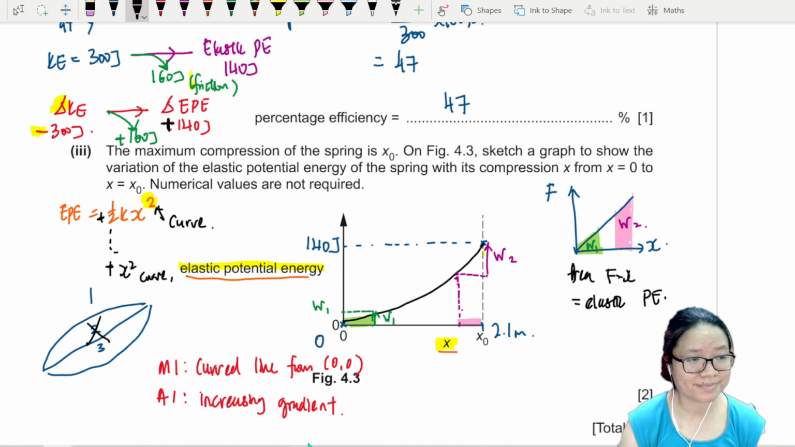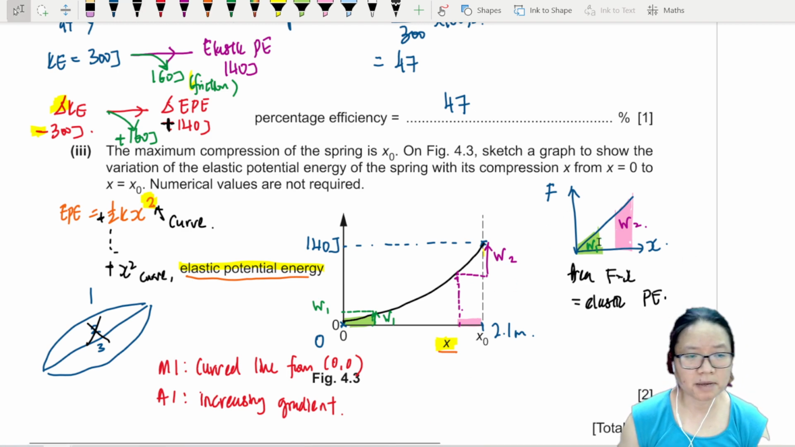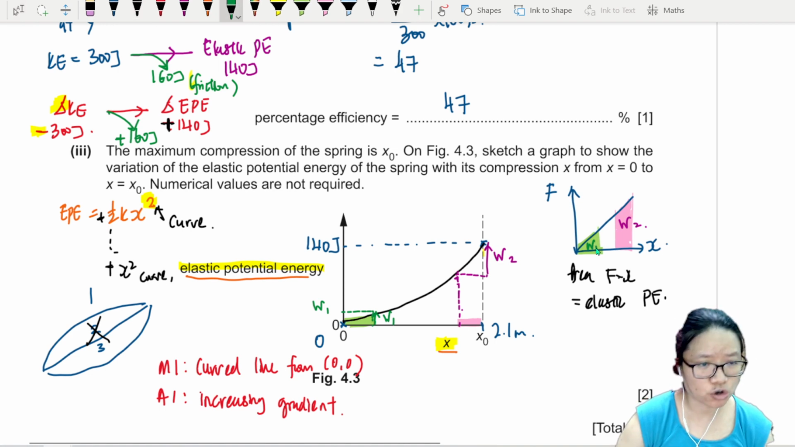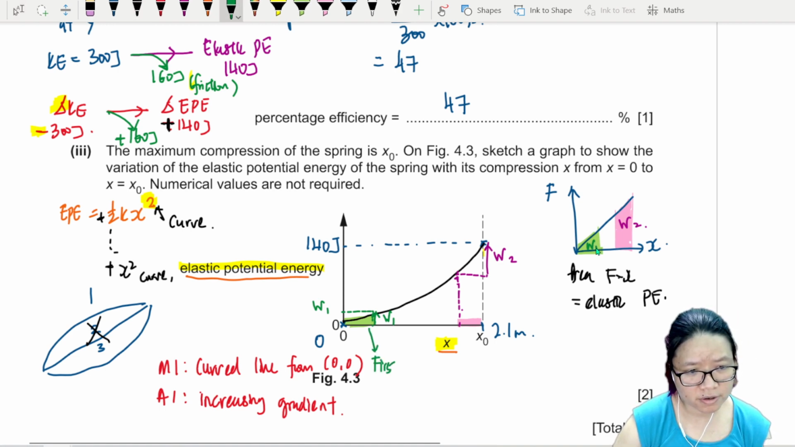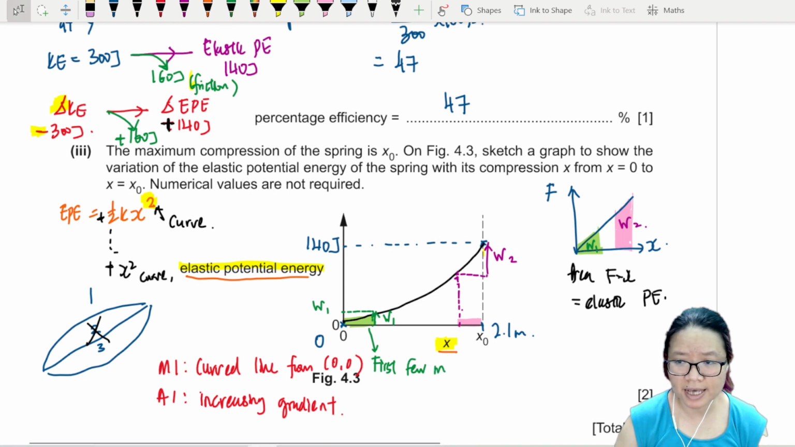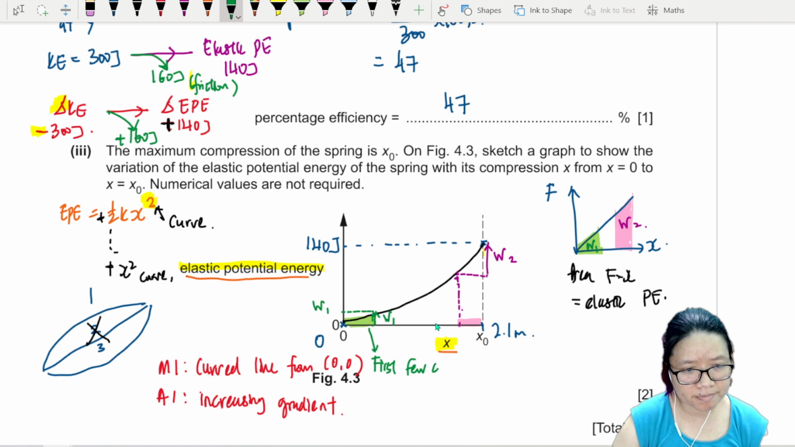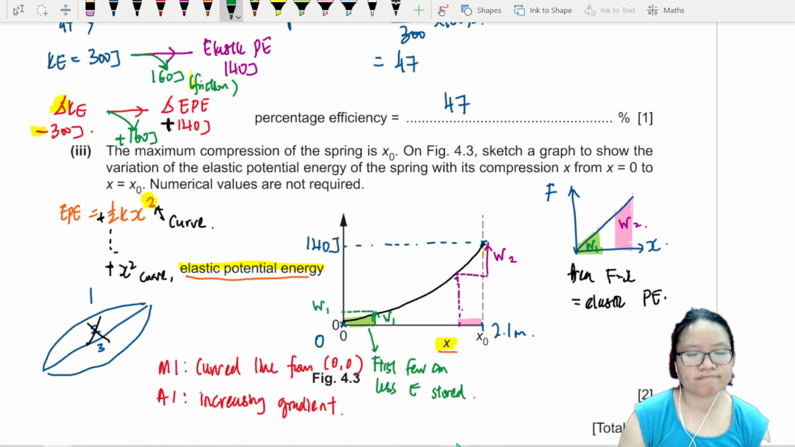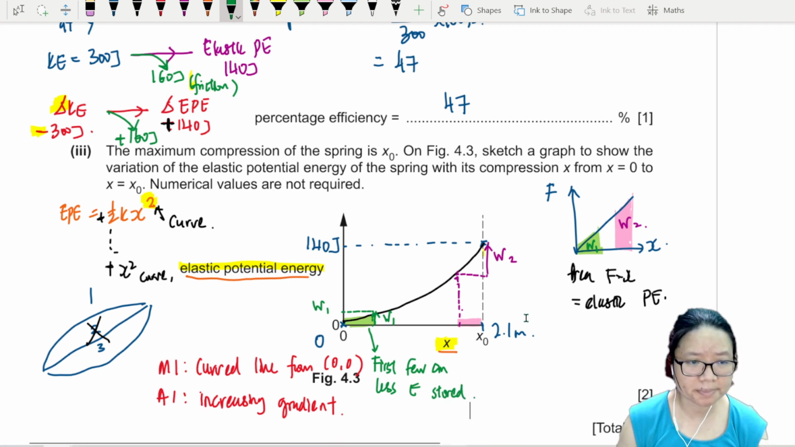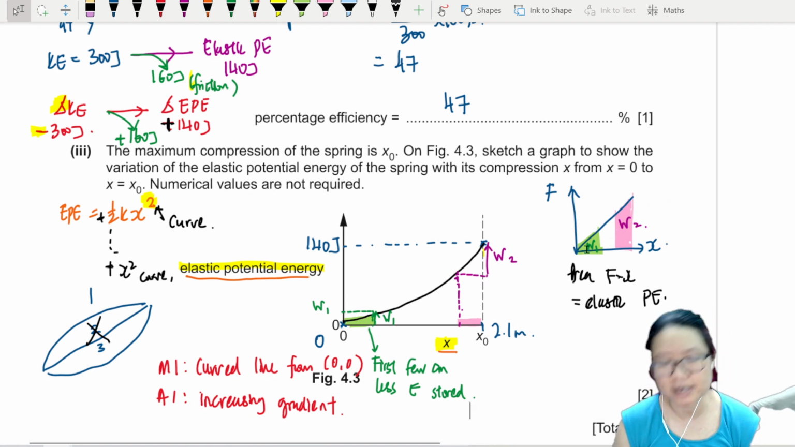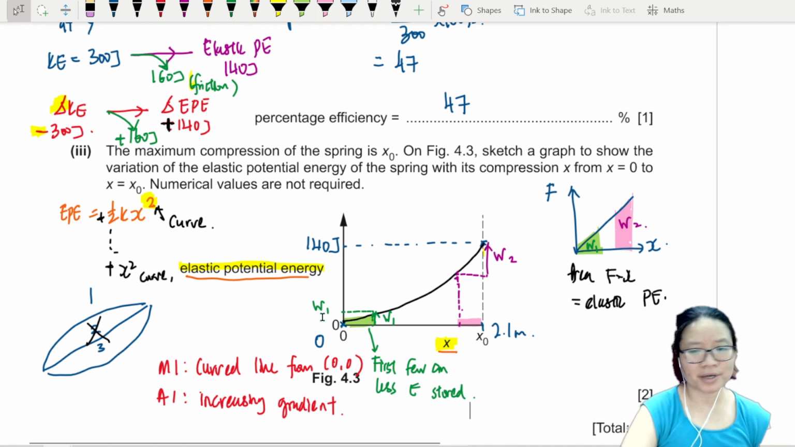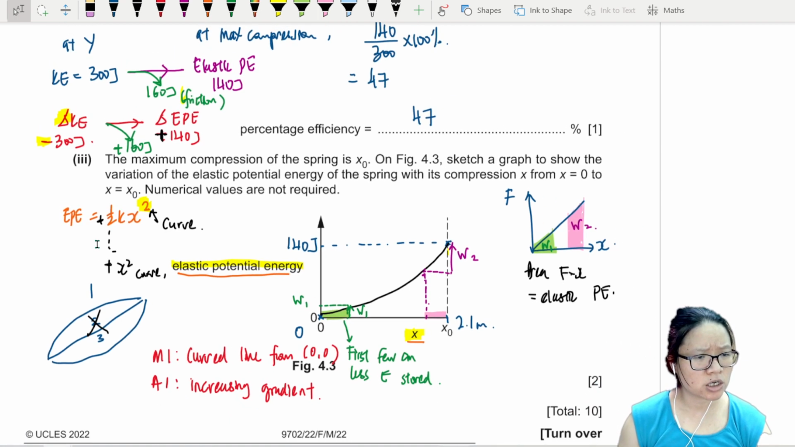If you need to. If you don't need to, you can always think about how when the length is short, first few meter or first few cm, less energy stored in spring, okay, compared to the last few cm. The work done increased a lot. The area of trapezium here very big compared to the triangle. Okay, so this is your question 4.